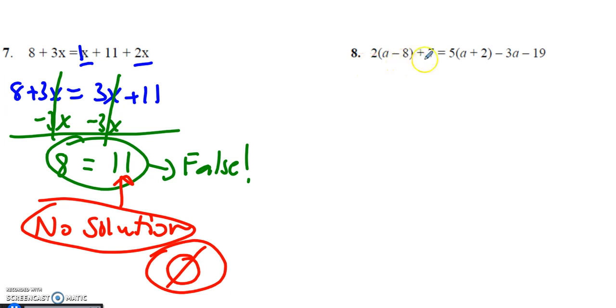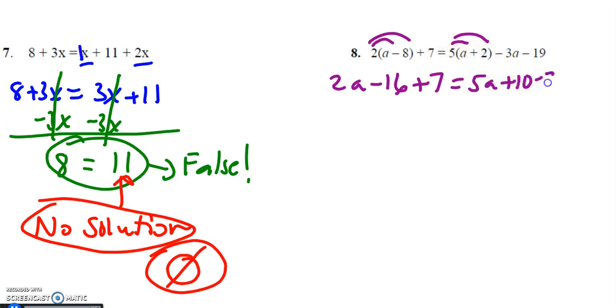Number 8, what I did on both sides first was multiply or distribute. So let me do that first here. 2 times a is 2a, 2 times negative 8 is negative 16, plus 7 equals 5 times a, 5a, 5 times 2 is 10, then I have the minus 3a and the minus 19. My goal again is to make my life more simple, so let's simplify both sides separately before we move anything. On this side, I notice that negative 16 and 7 can be combined, and on this side, I notice that 5a and negative 3a can be combined, and 10 and negative 19 can be combined.